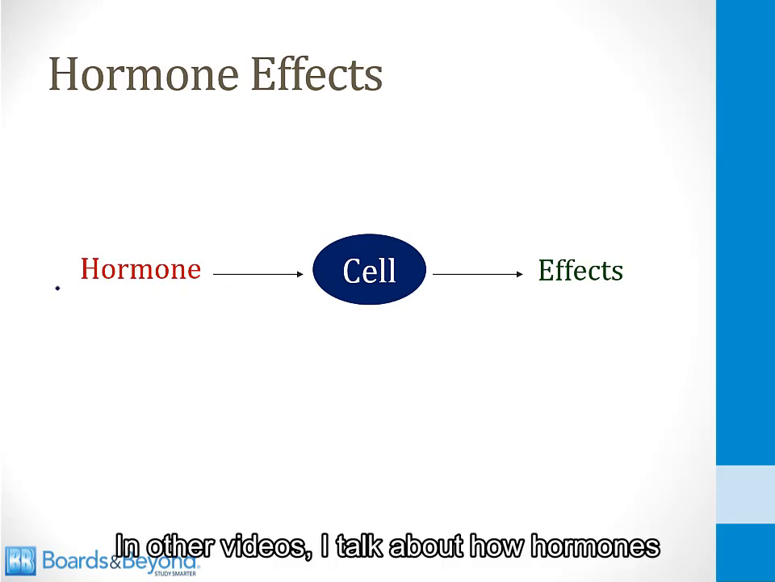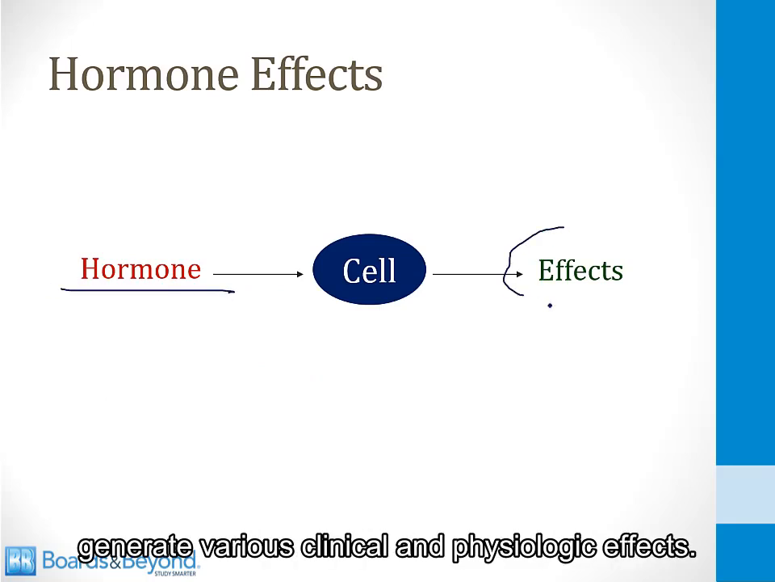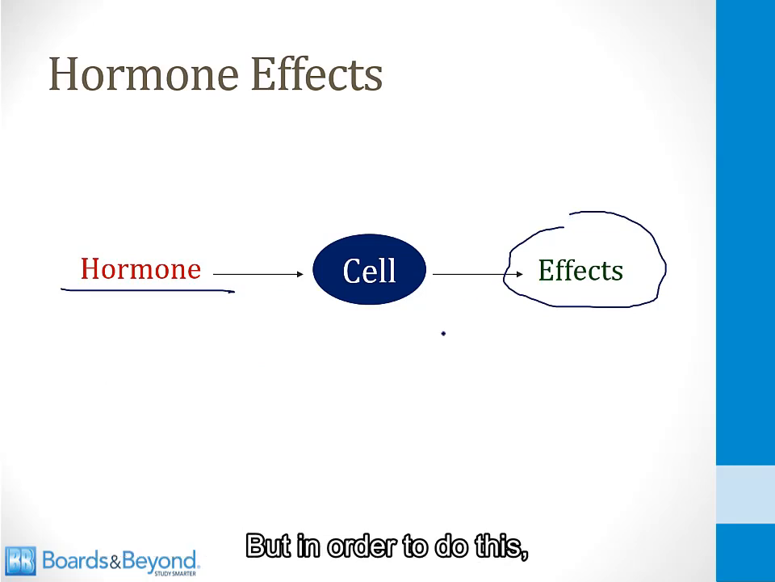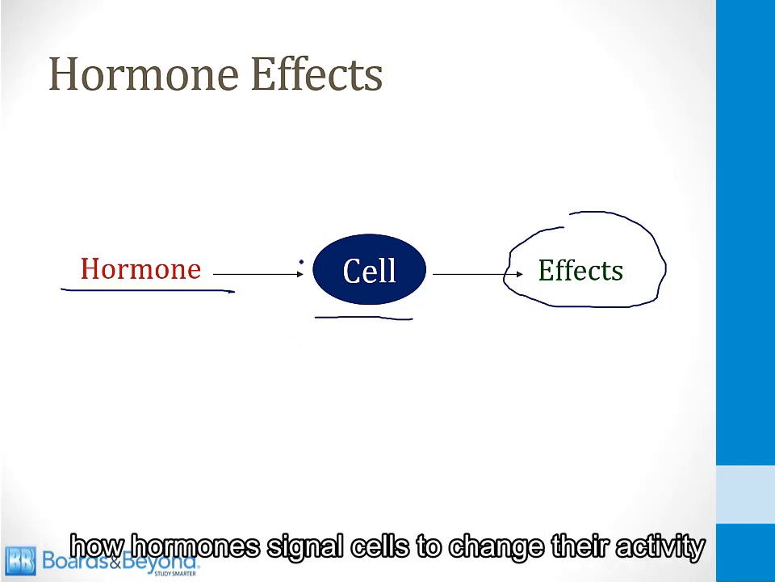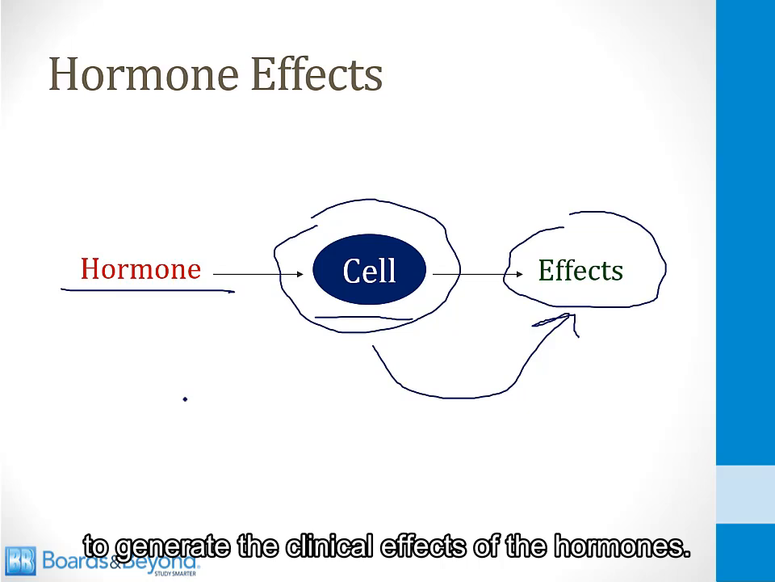In other videos I talk about how hormones generate various clinical and physiologic effects, but in order to do this, hormones have to tell cells to modify what they are doing. So that's what we're going to talk about in this video: how hormones signal cells to change their activity to generate the clinical effects of the hormones.